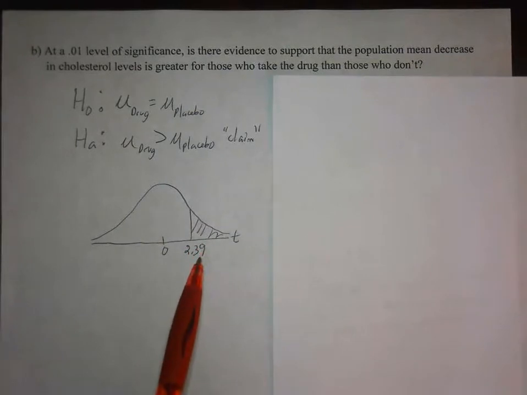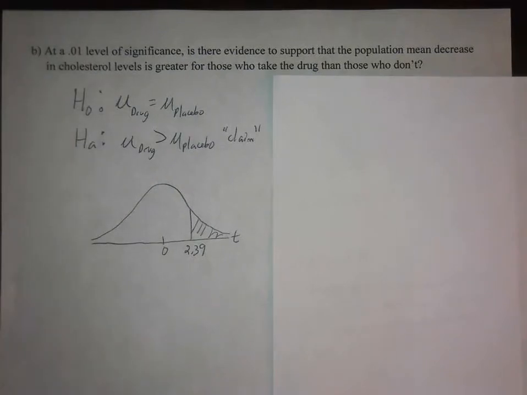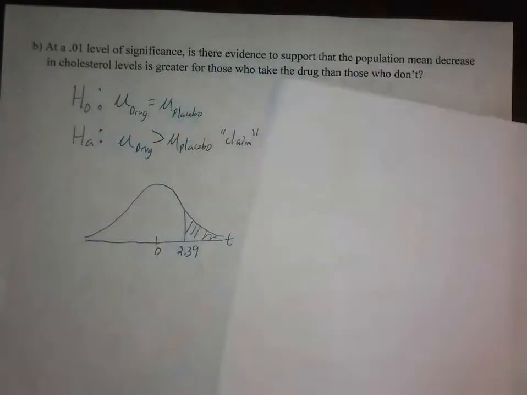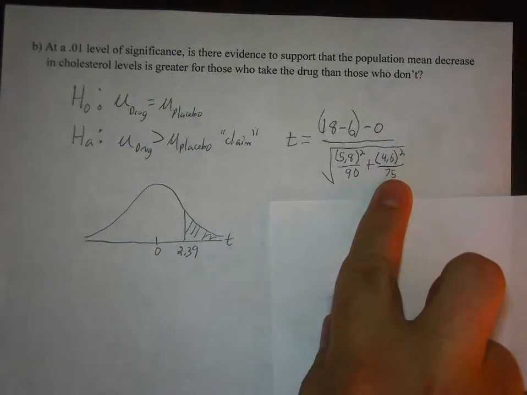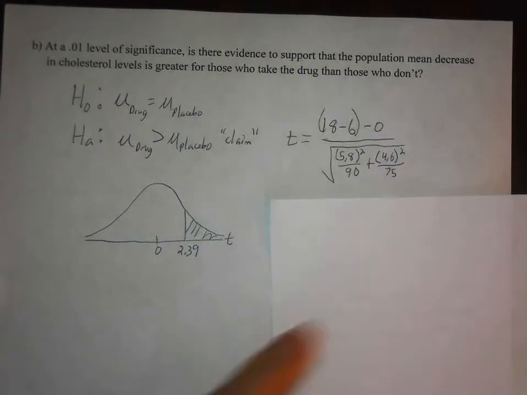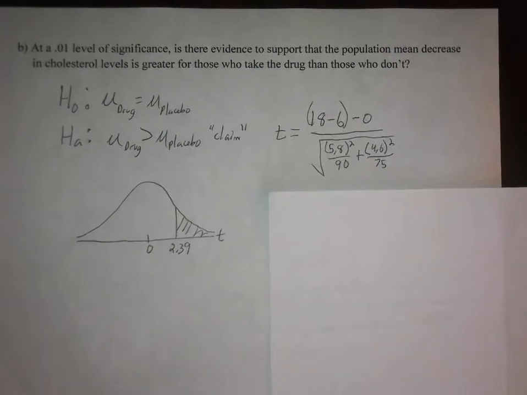Our rejection region is anything to the right of 2.39. So that's just using an alpha of 0.01. And then your degrees of freedom from the first page, which was 74, because 75 was your smaller sample size, so 74 degrees of freedom. So you'd have to go down to the 60 to get 2.39. So make sure you can find that.